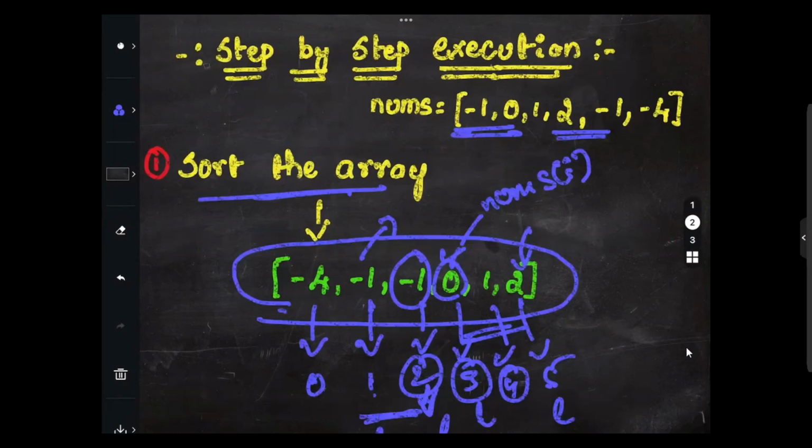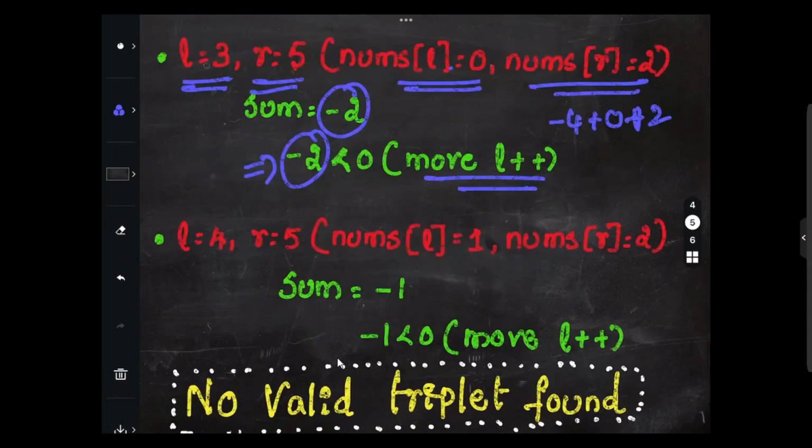Left pointer, we will move to 4 and nums of L becomes 1 this step. Sorry, this one L became 4 and nums of L became 1 now, right? So R and nums of R remain the same. R equals 5, nums of R is 2.